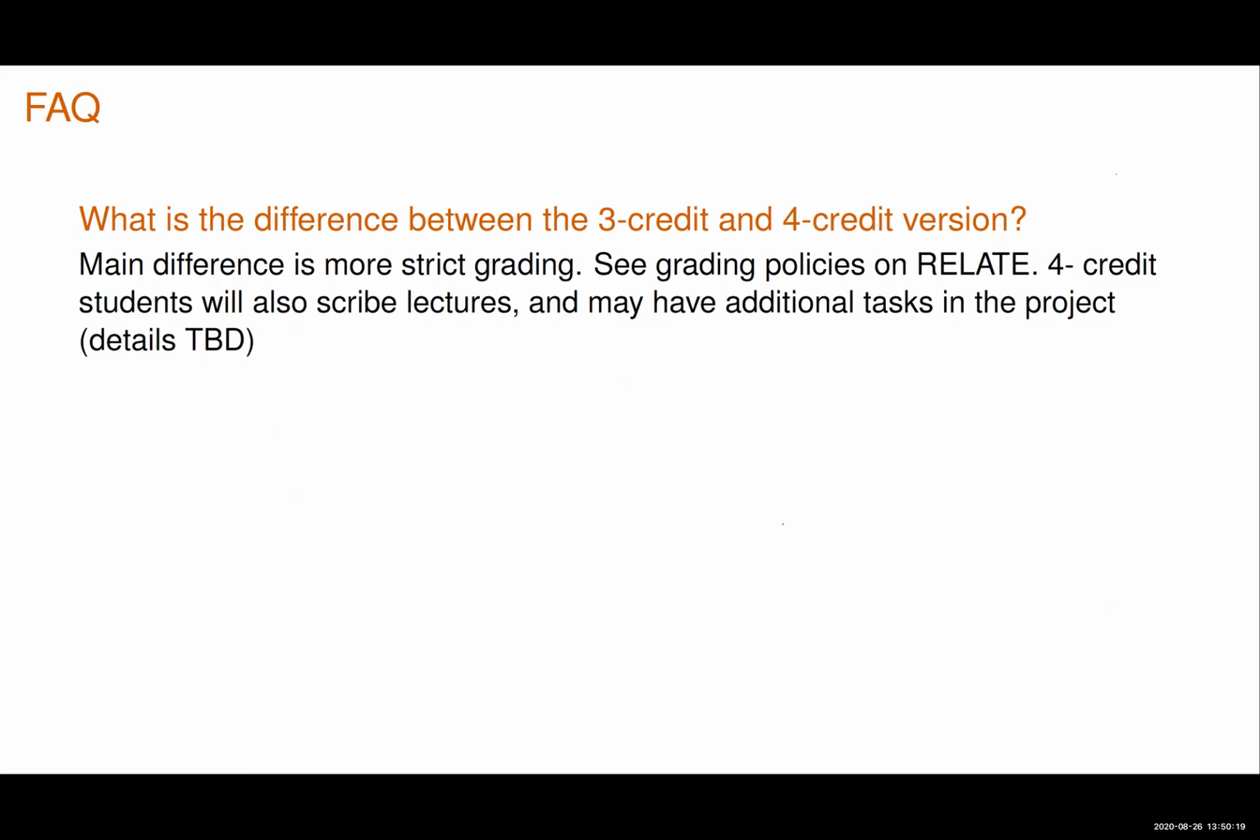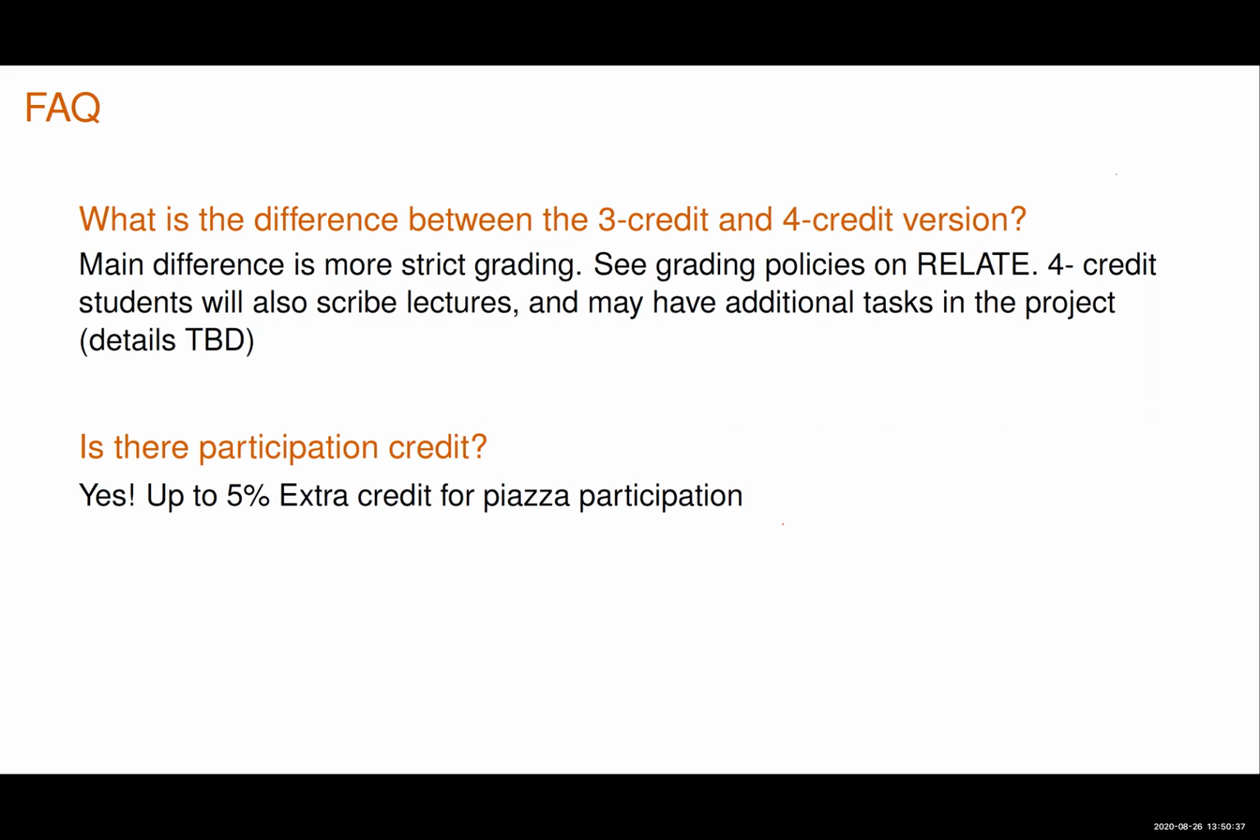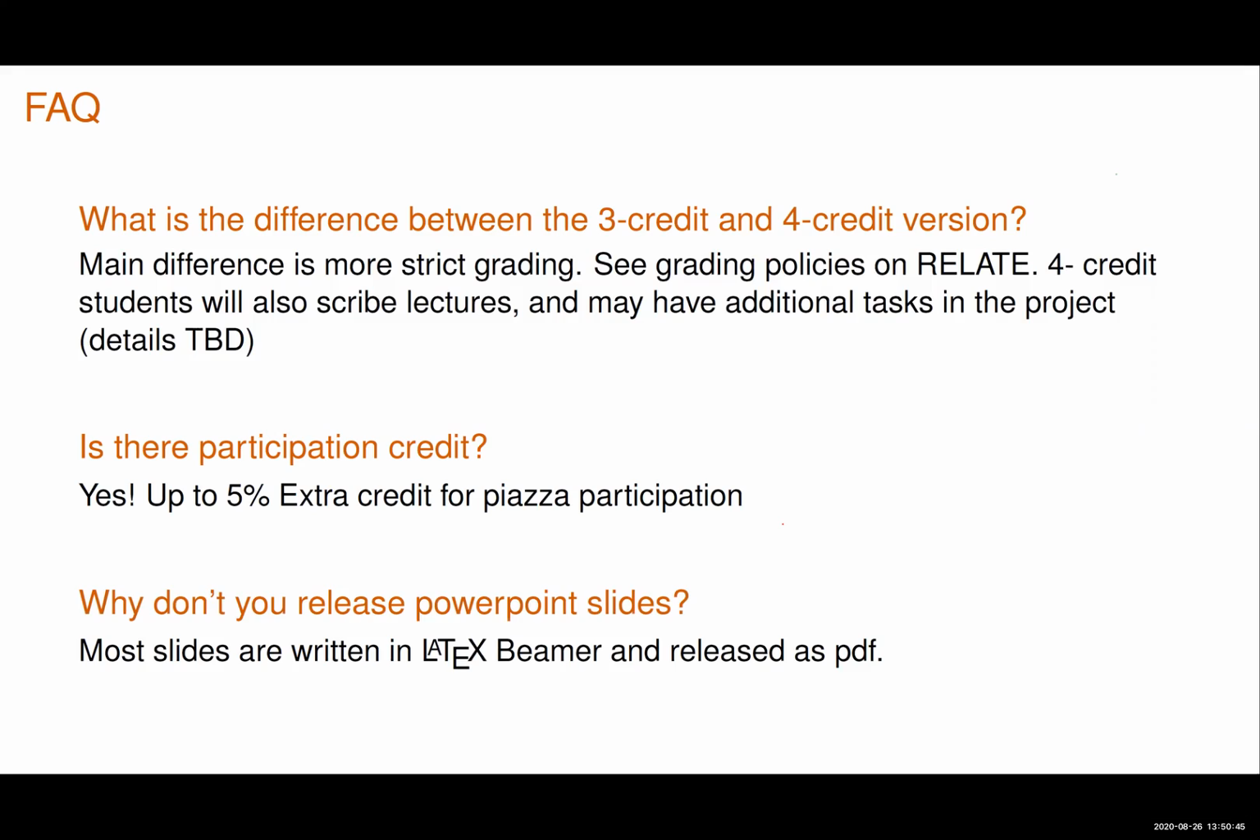We ask them to scribe. We'll start from next lecture. And a few additional tasks on the project potentially. We're still deciding that. And the grading is a bit stricter. Details on the website. Roughly the 3 credit students can actually drop an exam, whereas the 4 credit folks cannot. You can have extra participation credits. We'll mostly be using Piazza, but we might look at other options for participation credit as the semester goes along.